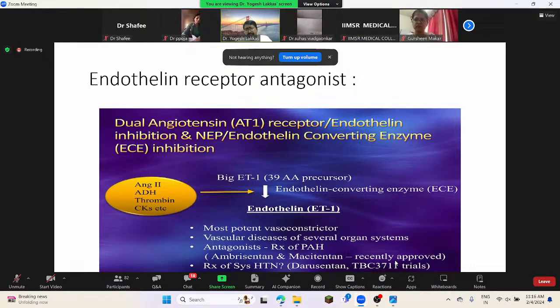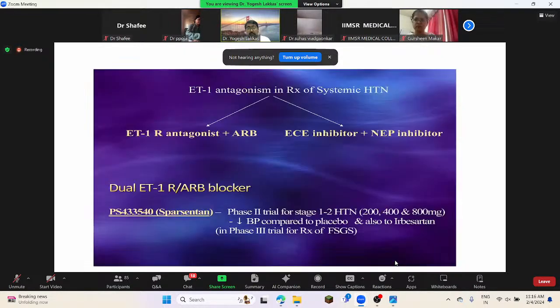There are two pathways here. We can directly block endothelin receptors, or we can block the conversion of big endothelin, that is the substrate, and that produces the endothelin, that is endothelin converting enzyme. We have molecules acting on both these pathways, like sparsentan, like I discussed, which are still in phase 2 trials. They are also being used in pulmonary hypertension. They can be combined with the ARBs.